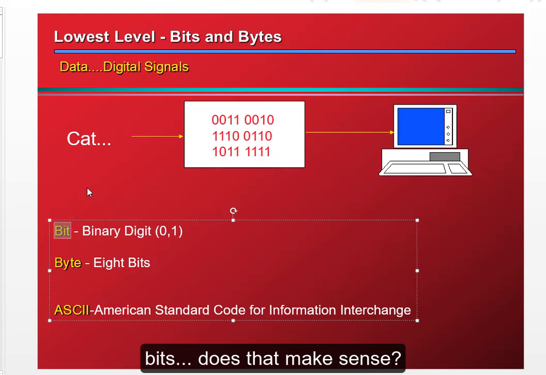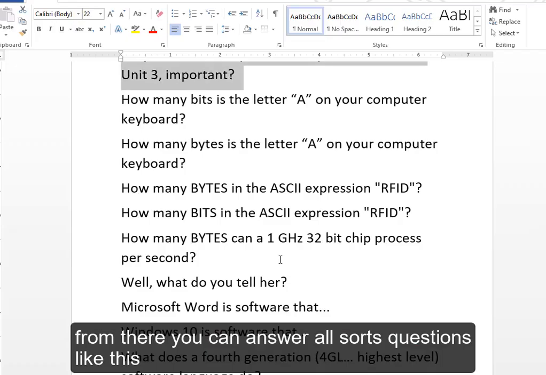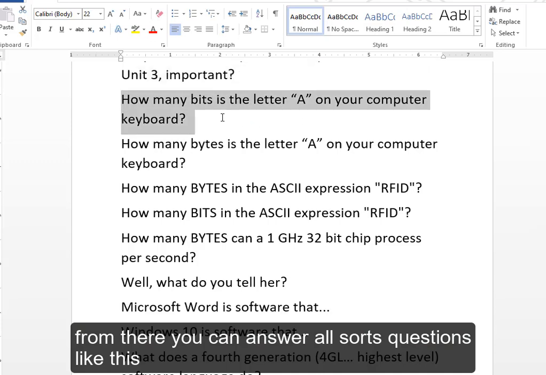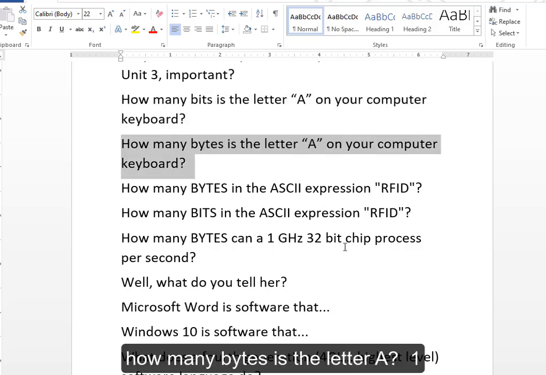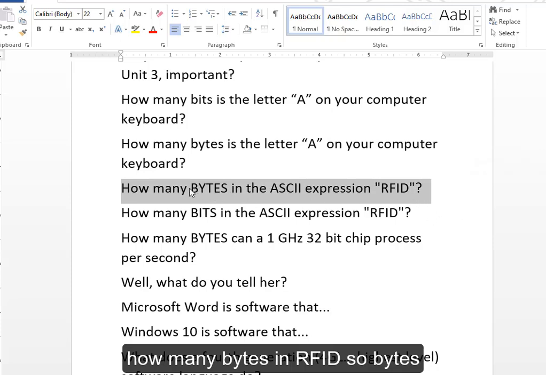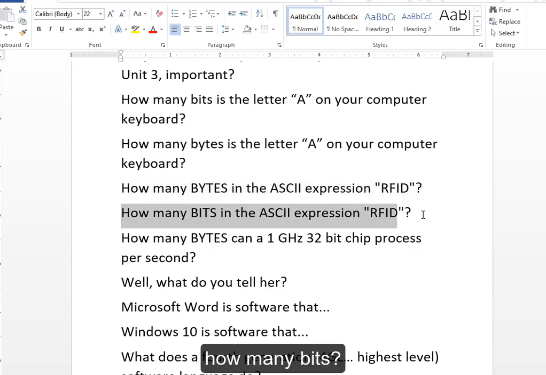Does that make sense? So one character, letter C, is 1 byte, and it's 8 bits. From there, you can answer all sorts of questions like this. How many bits is the letter A? 8. How many bytes is the letter A? 1. How many bytes in RFID? So bytes. 1, 2, 3, 4. How many bits? 4 times 8 equals 32.